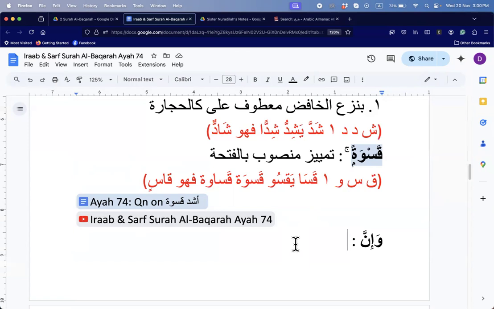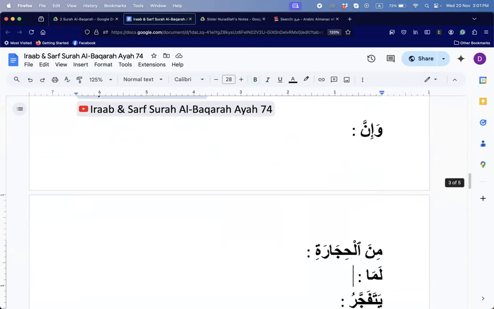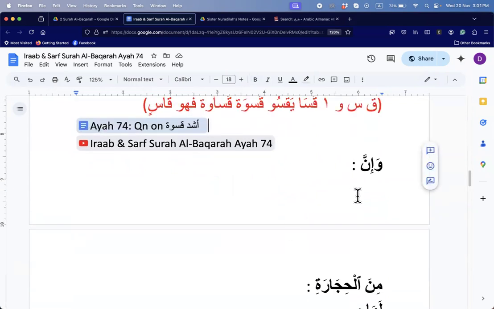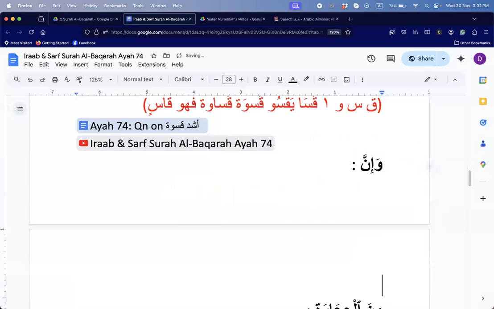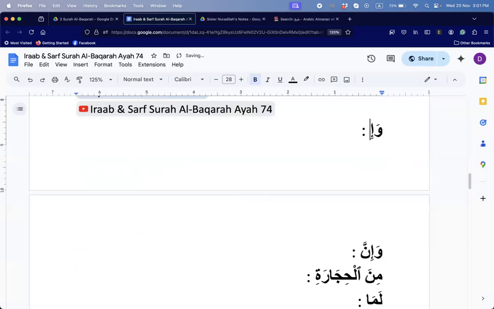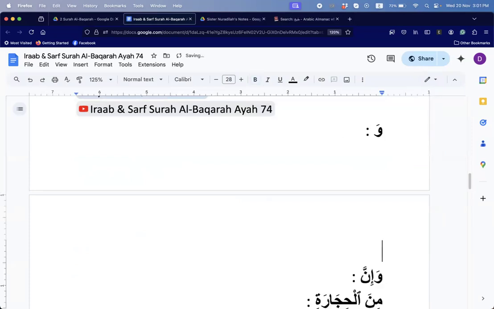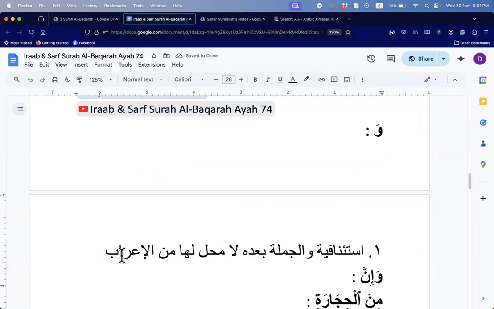74, yes. Is the wow istinafia or halia? If we say the wow is istinafiya, then what happens to the jumla after it? La mahala laha min al-Iraab. And if we say it's halia, then it will be in the position of nasab, mahali nasab.